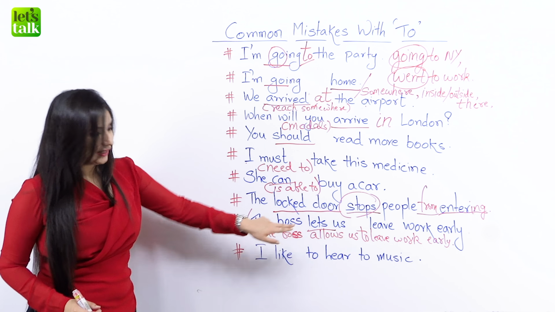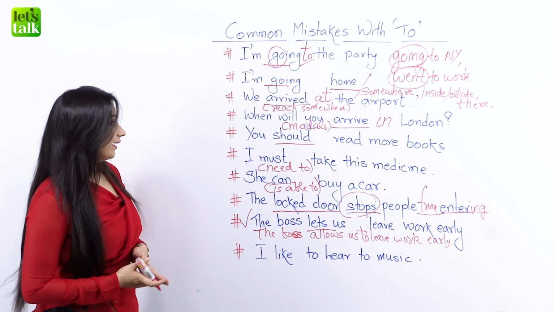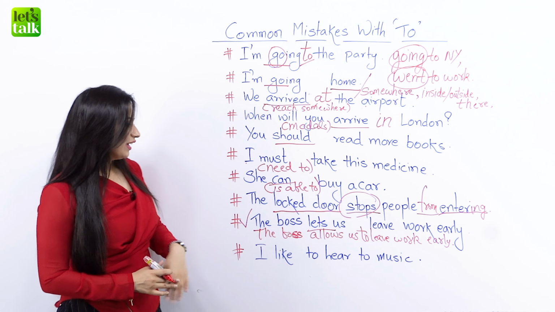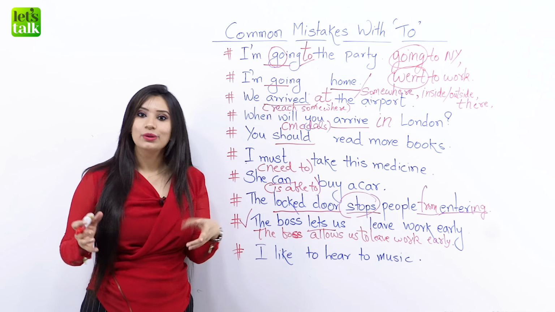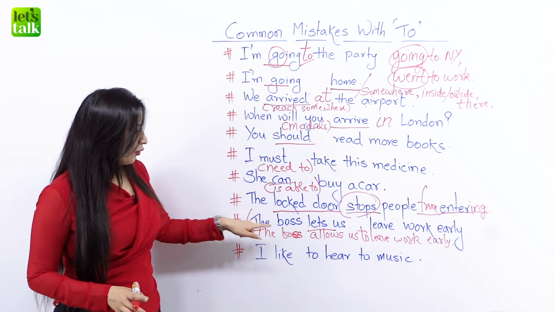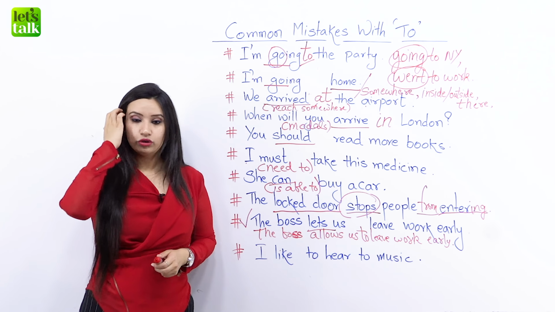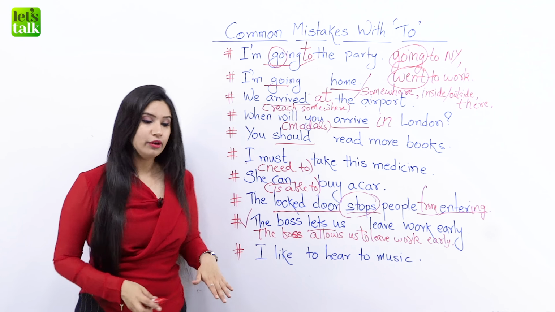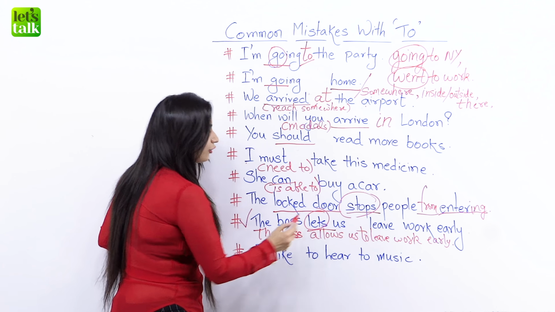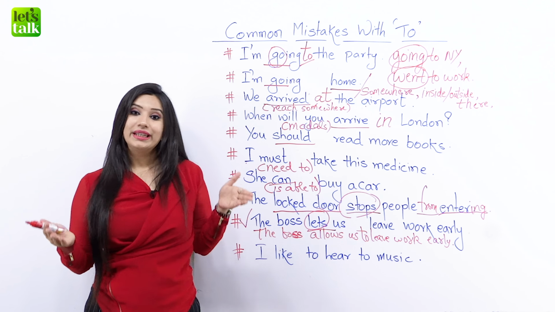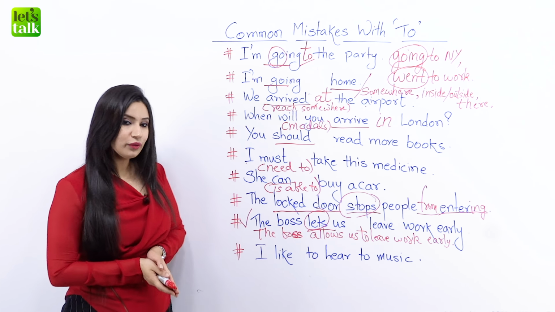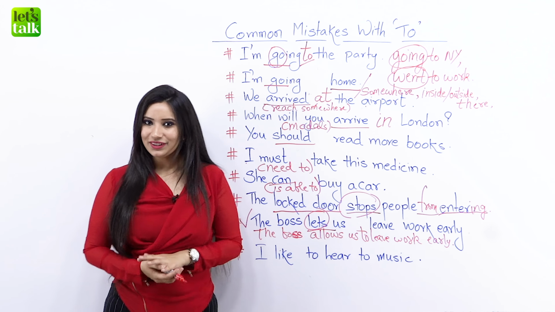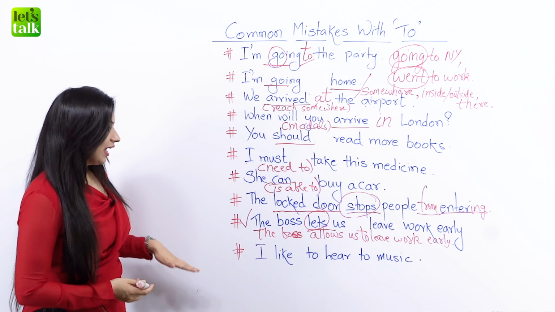So allows and lets have the same meaning, just like must and need, okay? But the catch here is that with allows, we always use to. The boss allows us to leave work early, which means he lets you leave work early. And in the first sentence, we do not use to because we are using let. So do remember that with let, we never use to, but we can always use to with allows or able or need.